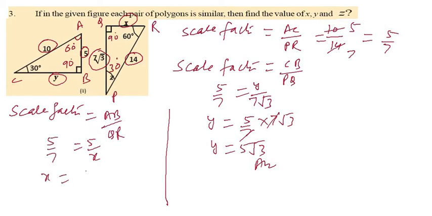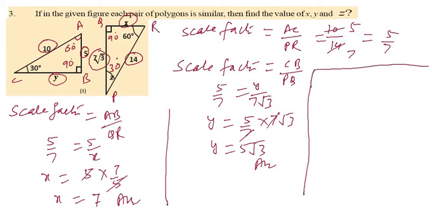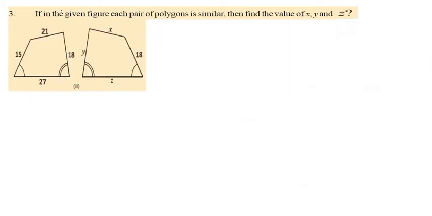Now X will be equal to which one? It is 5 into 7 upon 5. 5 will be cancelled out. So X will be equal to 7, and it is your answer. Now come to the next one. Once again scale factor. Angle Z is equal to 30 degrees. So it is your answer. Similar triangles. Now come to the next one.